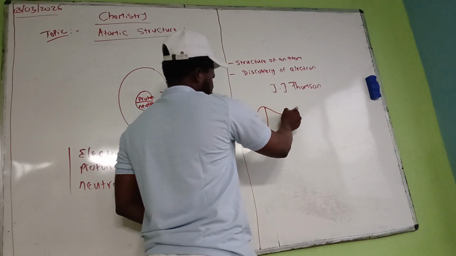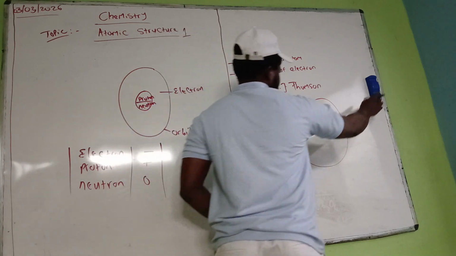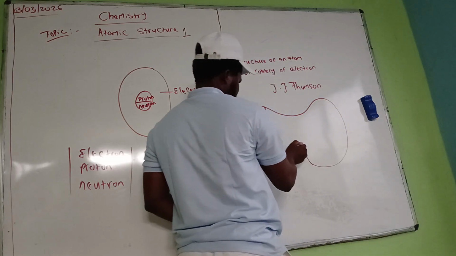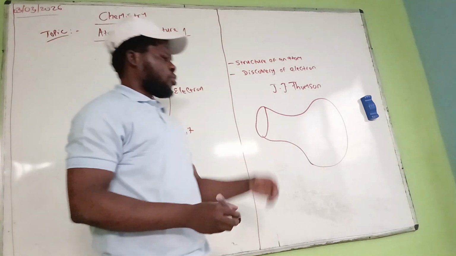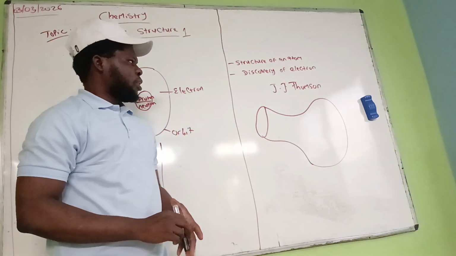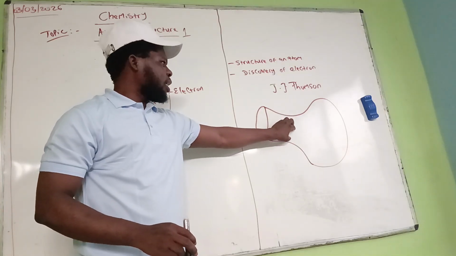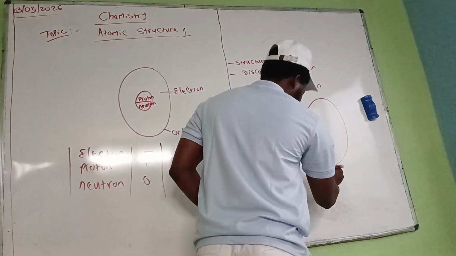Assuming I have a gas tube of this structure, what did he do? He said he actually gets a gas tube, right? He applied potential difference.